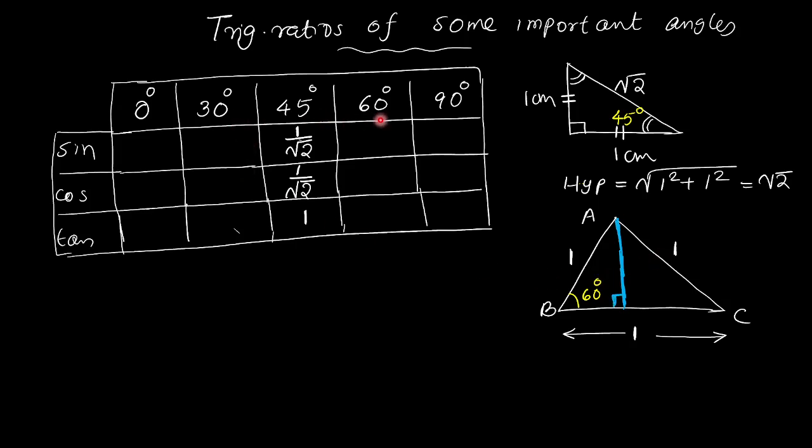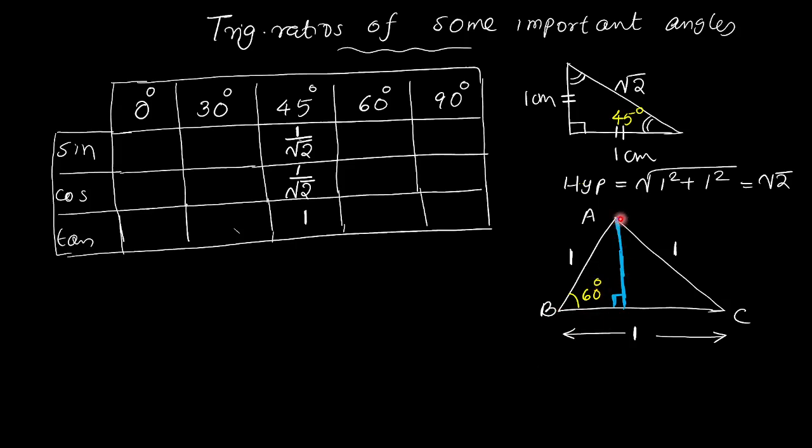I want to write sine 60, cos 60. So I need a right angle triangle with one of the angles 60 degree. Initially I considered an equilateral triangle. This angle will be 60 degree. Draw a perpendicular. I got a right angle triangle with one angle 60.